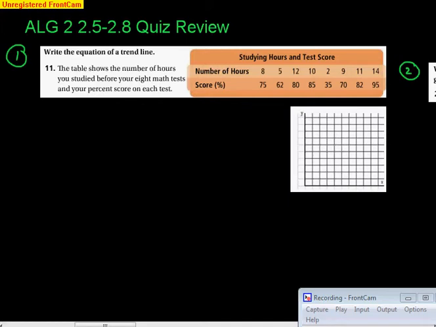Alright, Algebra 2, this is your 2.5 through 2.8 quiz review. Got 6 problems here. Let's go to work. Alright, the first one is one of these trend line problems. Write the equation of the trend line. And we have the data here.